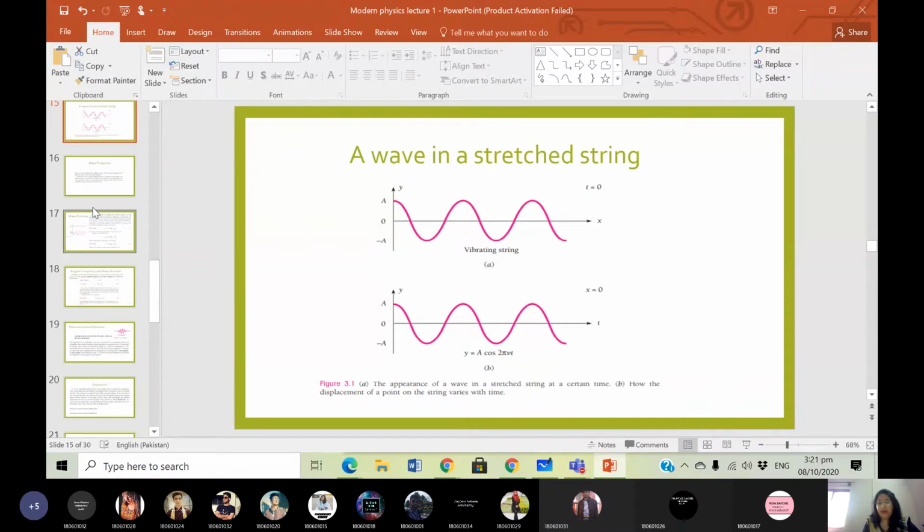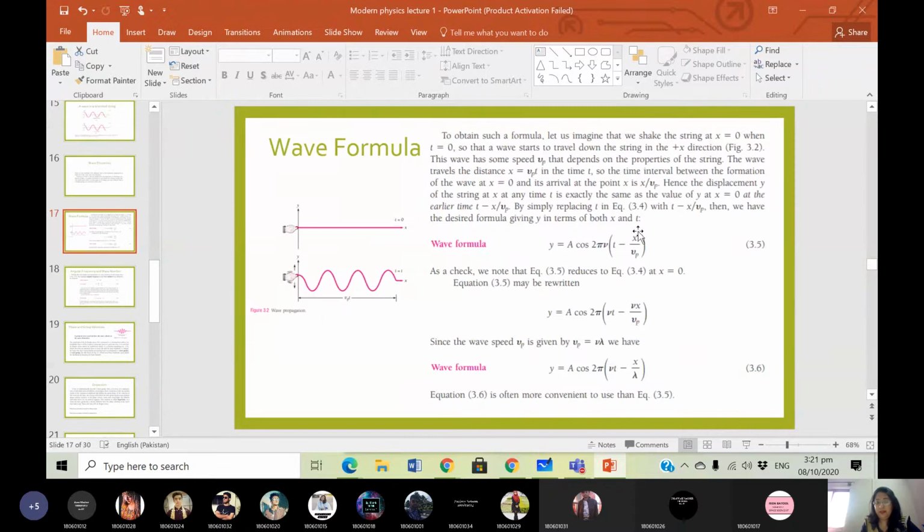So now we want to derive the formula for y in terms of time and position. So how are we going to do that? If x is 0, this is our starting point. We're taking x is 0 here. And after a time t, we are making the assumption that at a time t is equal to t. Can you see this diagram? It's very small.